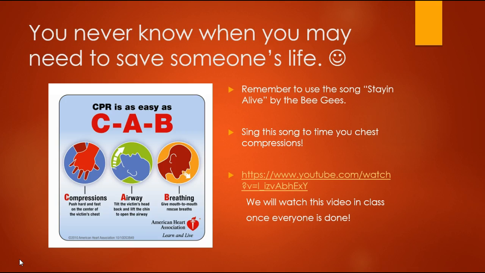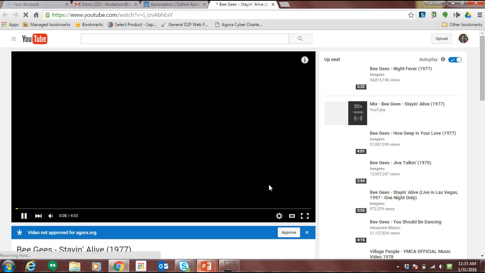You never know when you may need to save somebody's life. Remember to use the song Staying Alive by the Bee Gees. Sing this song to time your chest compressions. We could watch this video in class, but I'm actually going to quickly check on it now. And this song, for as much as it may be funny, may save somebody's life if you need the timing for CPR. Listen to the downbeat in the song, even though it's an old 1977 song, that might give you the information on how to best save somebody's life at that particular moment.